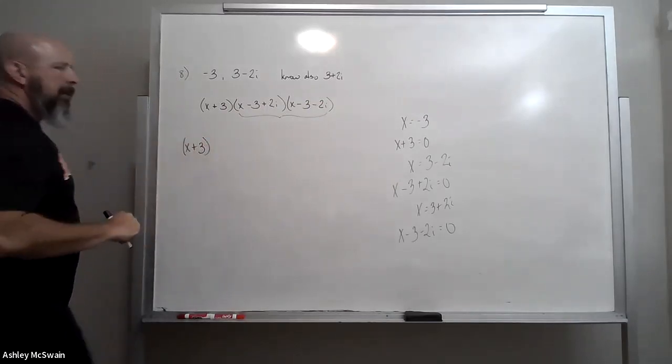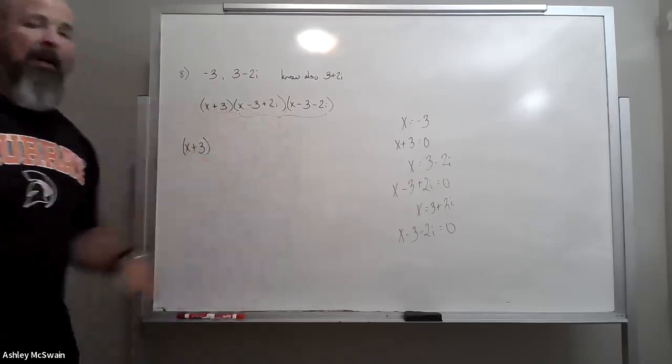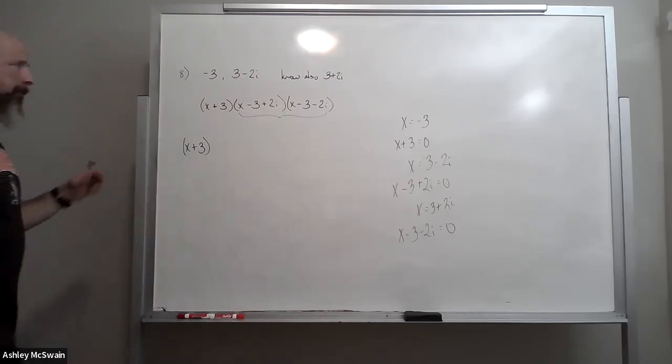Only because polynomials do not have an i in them. So when I multiply those two out, there shouldn't be any i's left over. That's kind of one checkpoint, something canceled out. If I'm left with some i's in there, I made a careless mistake, or maybe my setup was wrong, but something's wrong.